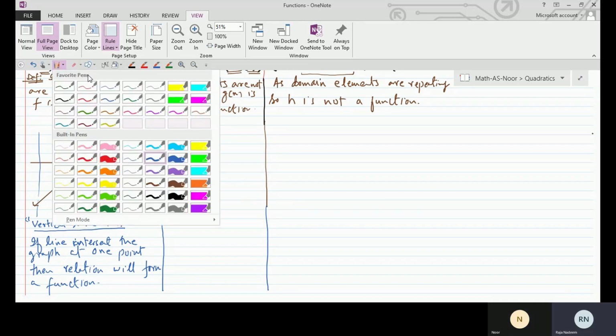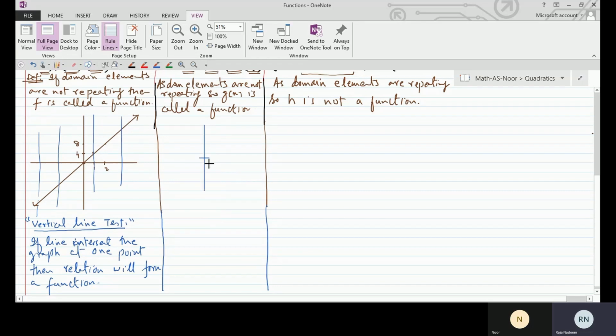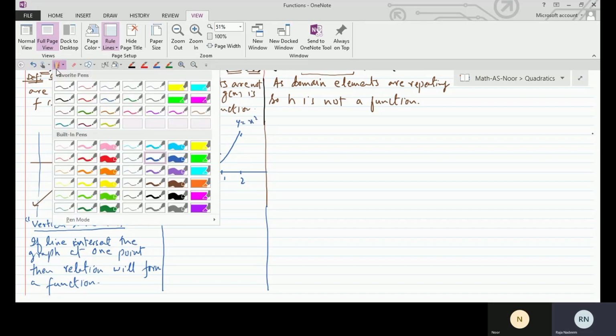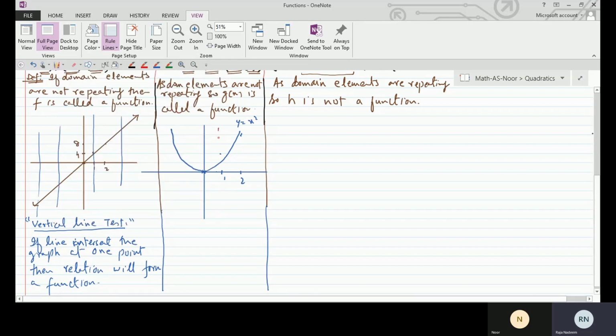Likewise, if we move to the next example, if we plot for x is equal to 0, x is equal to 1 and then x is equal to 2, I'll get this kind of graph. This is the y is equal to x square graph, and if I plot this vertical line, I would observe that my line will intersect the graph at one point, so we can conclude that g of x is a function.